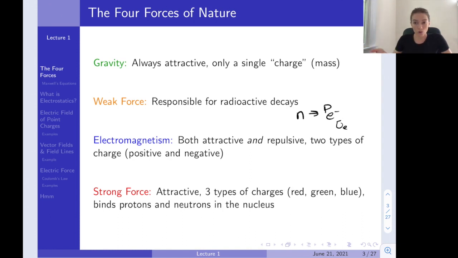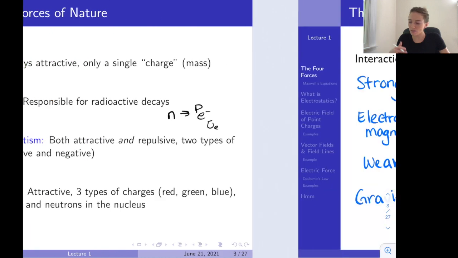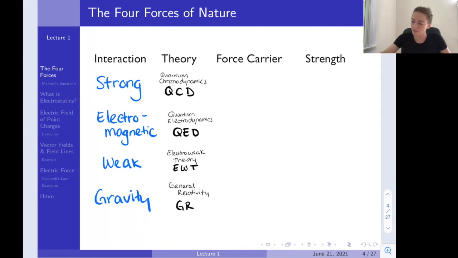Then we have the strong force. The strong force is attractive, and there are three types of charges. We call them colors. So they're red, green, and blue are the three types of charges in the strong force. And the strong force is what binds quarks together in the nucleus. So protons and neutrons are made up of three quarks, and they're held together by the strong force. Okay, and then just a little bit more deeply about these four forces.